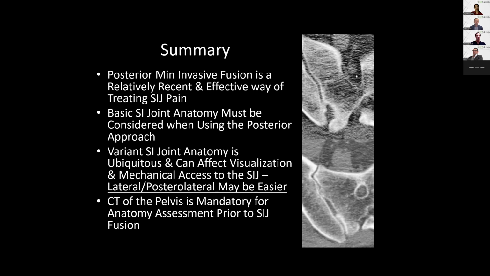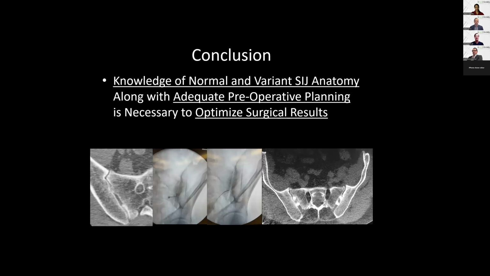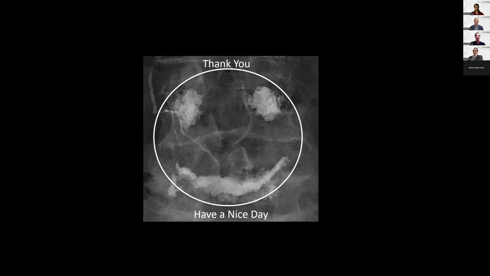You have to plan this preoperatively. You absolutely have to understand what type of anatomy you're getting into, because not only is this anatomy common, it is the rule rather than the exception. So the knowledge of this anatomy, along with your pre-op CT and planning, is absolutely necessary to optimize your ability to fuse the SI joint. And when you do so very well, as you've seen from the VAS and ODI improvement outcomes, this procedure is one of the best things that we do, one of the best procedures and surgeries that are done. And with that, thank you guys very much for your attention.